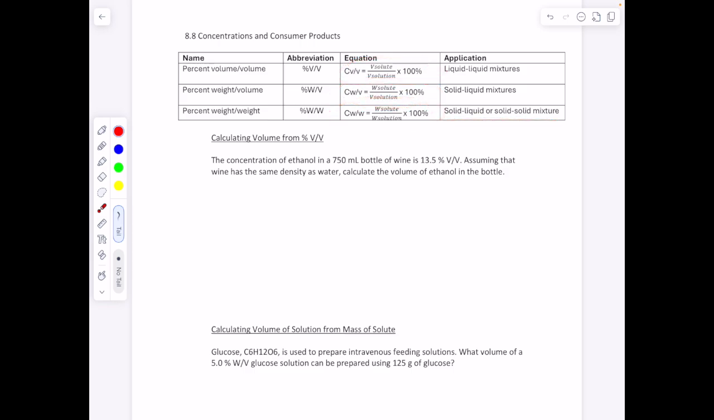Sample problem number 1, calculating volume from percent volume per volume. The concentration of ethanol in a 750 milliliter bottle of wine is 13.5% volume per volume. Assuming that the wine has the same density as water, calculate the volume of ethanol in the bottle. Let's look at our equation for the concentration of volume per volume.